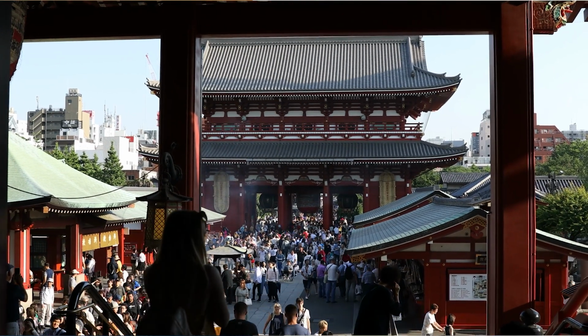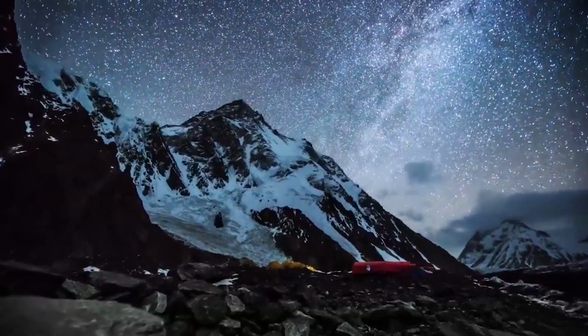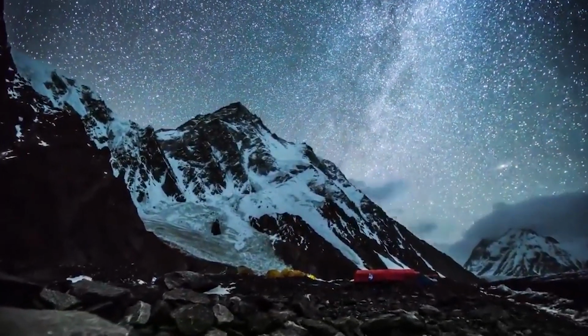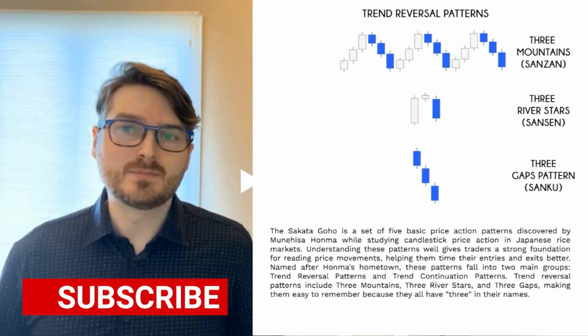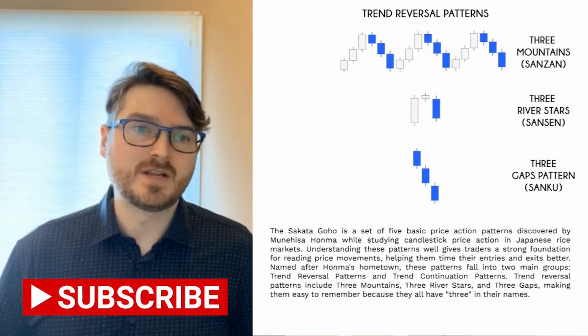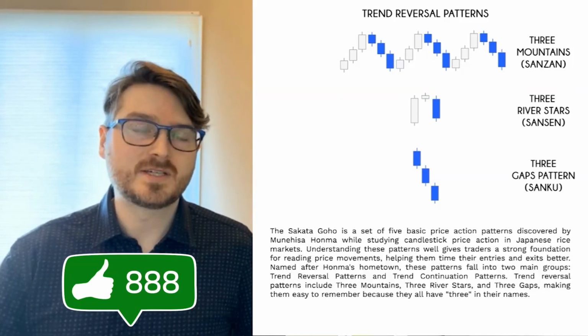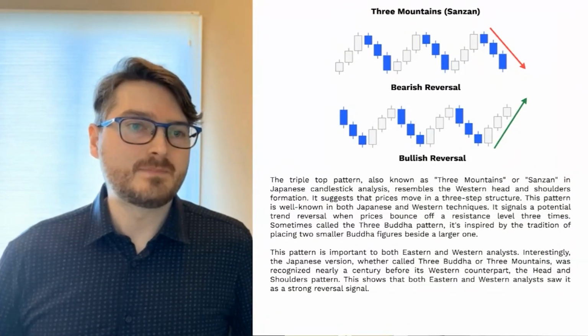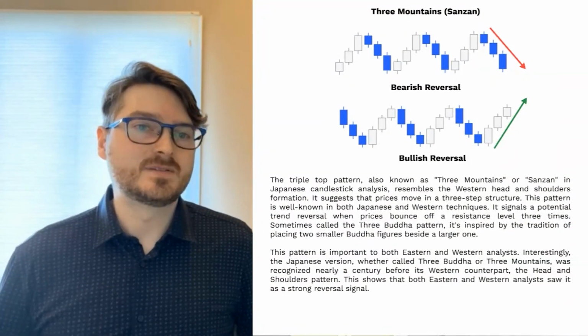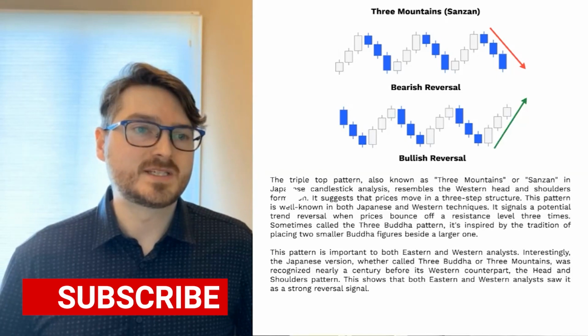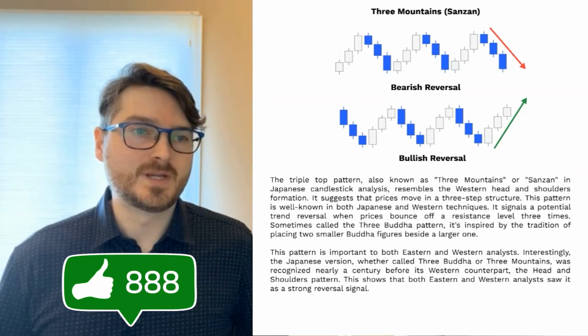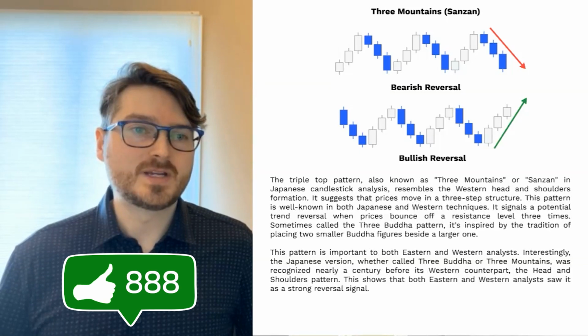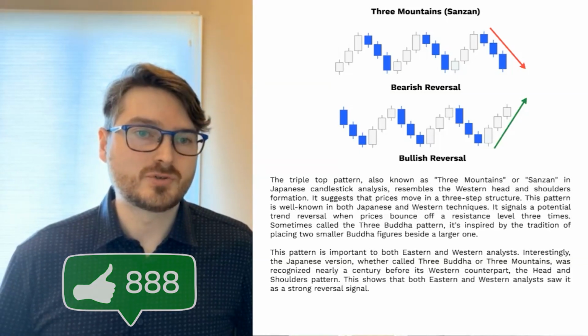Trend reversal patterns include 3 mountains, 3 river stars, and 3 gaps, making them easy to remember because they all have 3 in their names. Now let's take a look at the 3 mountains pattern. The triple top pattern, also known as 3 mountains or sanzan in Japanese candlestick analysis, resembles the Western head and shoulders formation. It suggests that price moves in a 3-step structure.